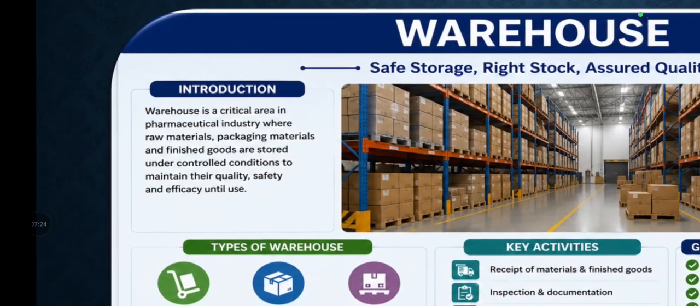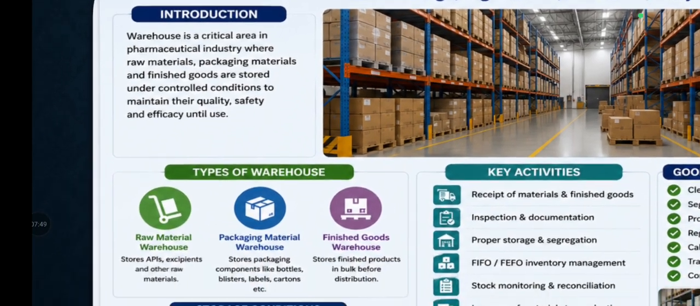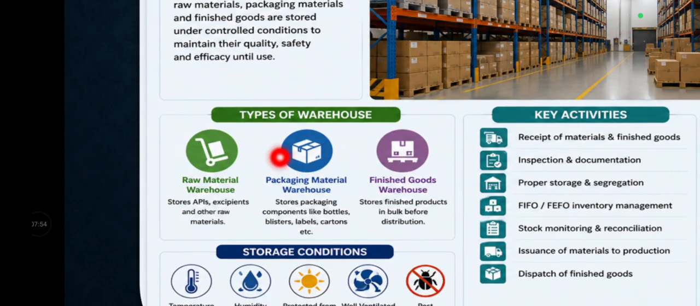Okay. So introduction, that is, warehouse is a critical area of the pharmaceutical industry. Why is this critical? Because we need to maintain the temperature, we need to maintain the criteria in this warehouse as per the demand of the product. So we need to maintain the quality, safety and efficacy until it is used. There are some different types of warehouses: raw material warehouse, packaging warehouse, finished goods warehouse.